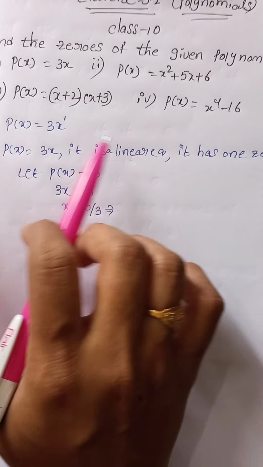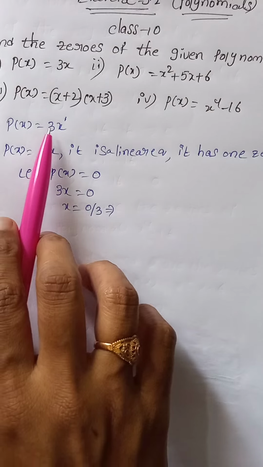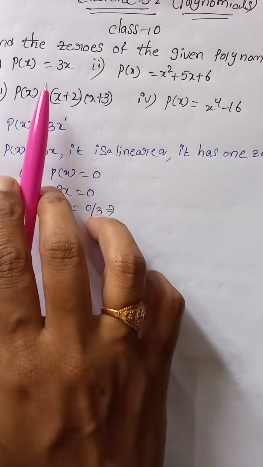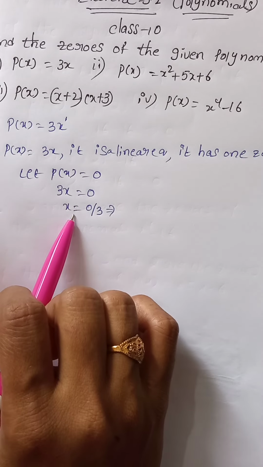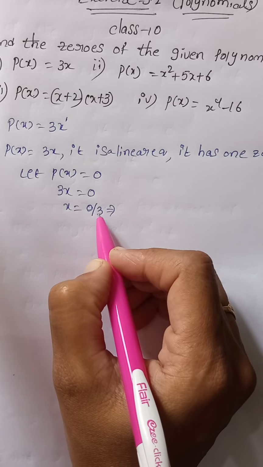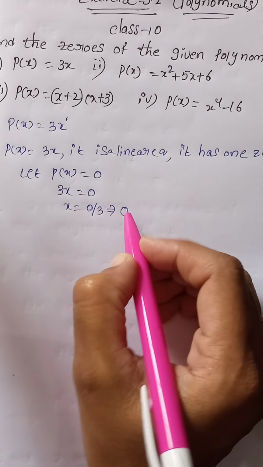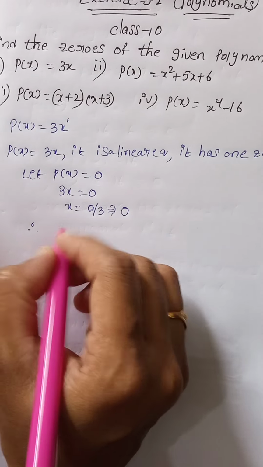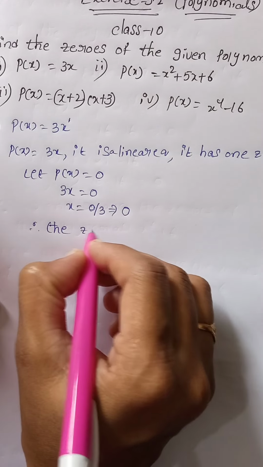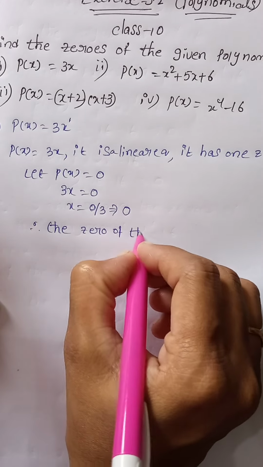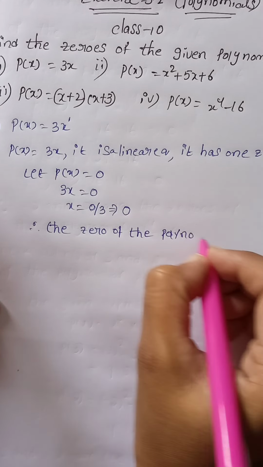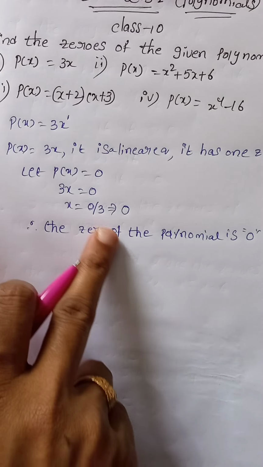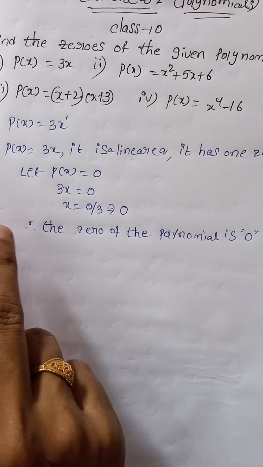To find the zeros of this polynomial, we have to equate this polynomial equal to 0. Let p of x equal to 0. What is p of x? 3x. 3x equal to 0. x equal to 0 divided by 3. 0 divided by 3 equal to 0. Now we get the zero of this polynomial is 0. If you substitute this 0 in place of x, then we get 0.